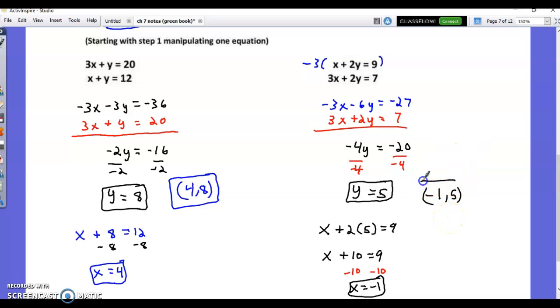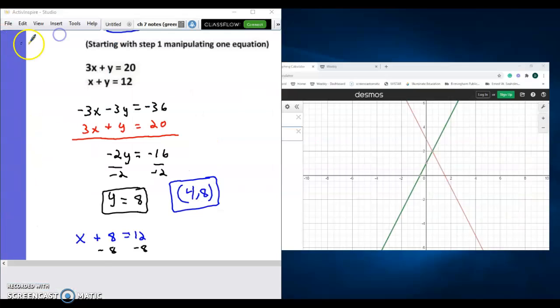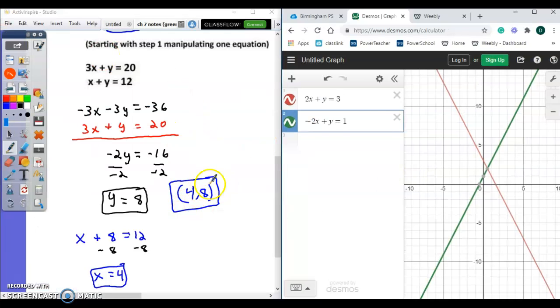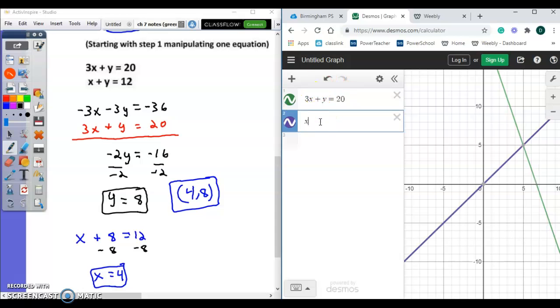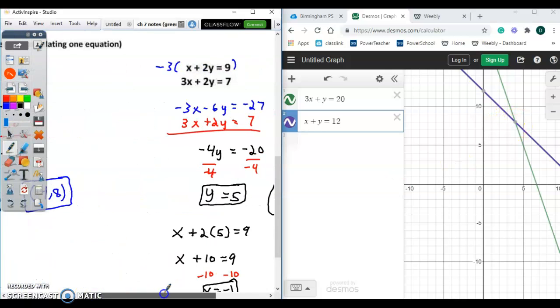Again, you guys can use the Desmos calculator, right? So let's see if it's still up here. We can use our Desmos calculator to check for our answers. So if you type these in, we should get the correct thing, or it should match up. So 3x plus y equals 20. And then under here I have x plus y equals 12. Look at that. 4, 8 matches up. Wonderful. We did the math right.